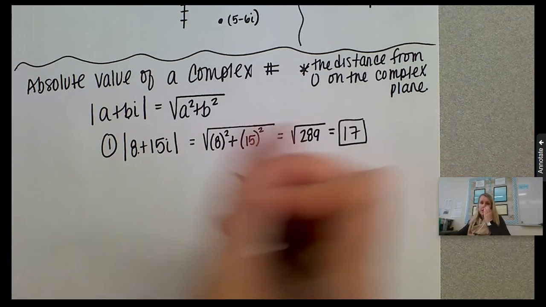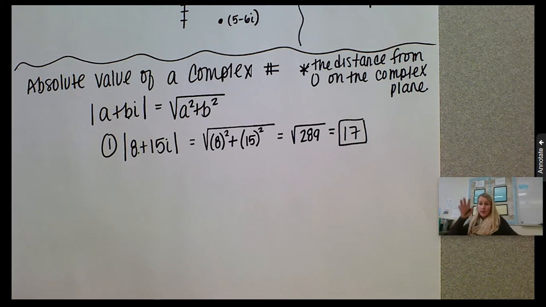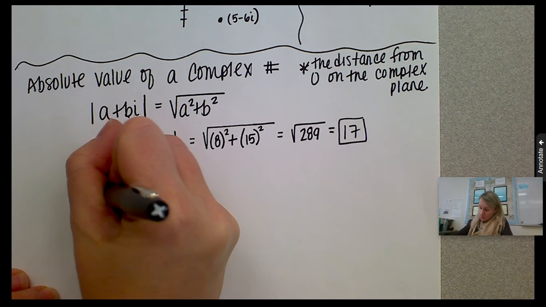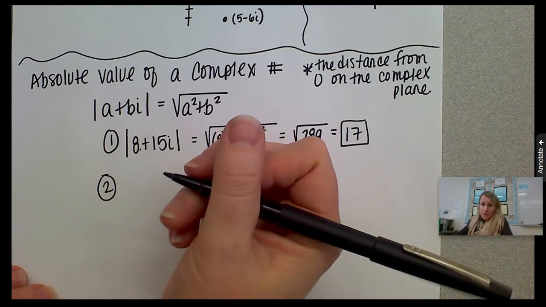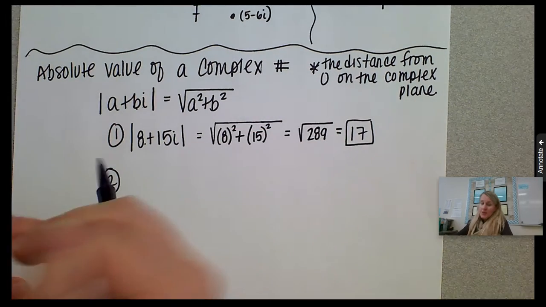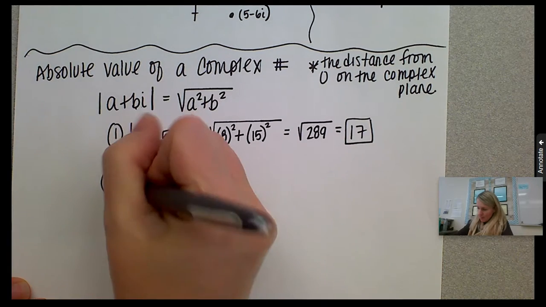So if you said, what's the absolute value? You would say 17. If you looked at where that point is and counted the units, it would be 17 units away from 0. Let's just do one more quick one, guys. Remember, you're at home, so if the take home asks you how to do an absolute value, you just refer back to your notes.